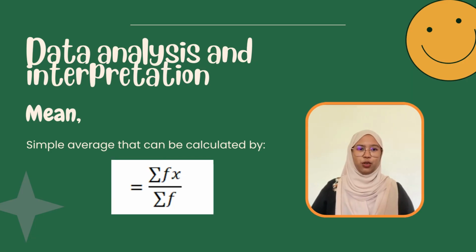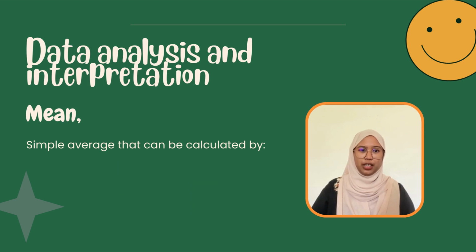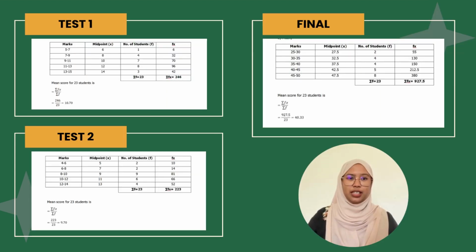Now I'm going to go through task 3, which is to calculate the mean, mode, and median. Mean is a simple average that can be calculated by dividing the total of data values by the number of data. Mean for test 1 is 10.07, test 2 is 9.07, and final is 40.33.